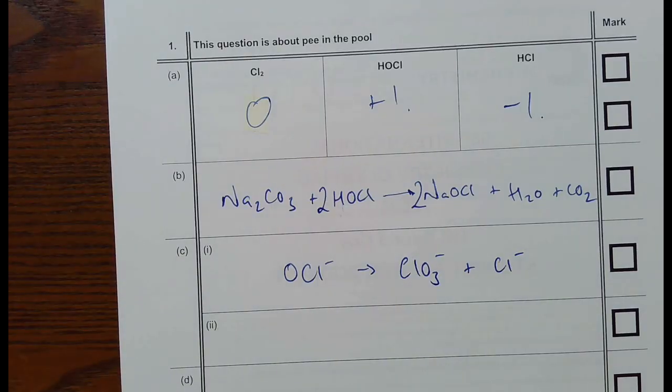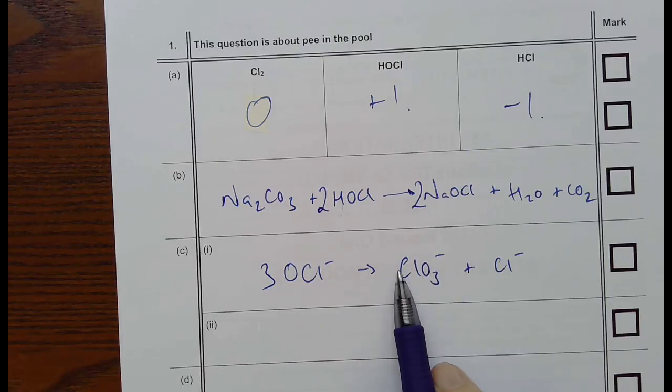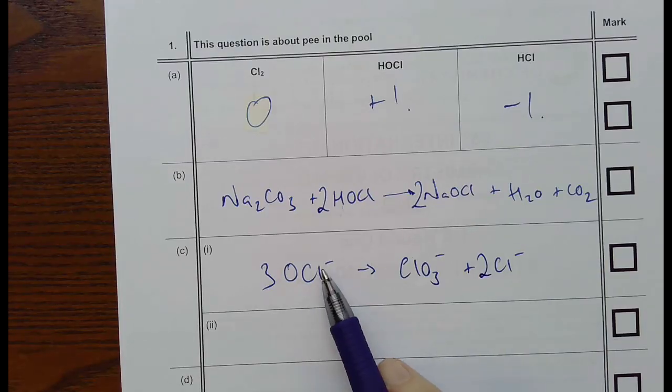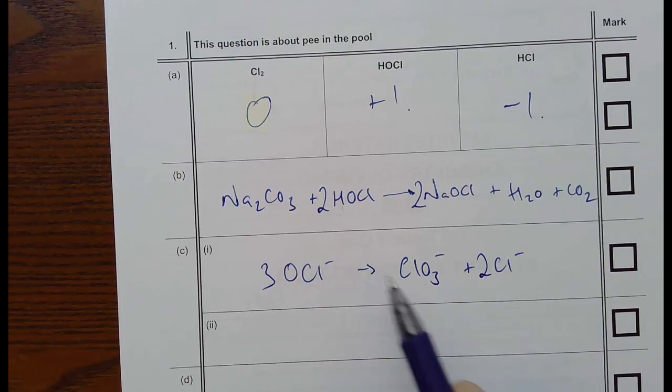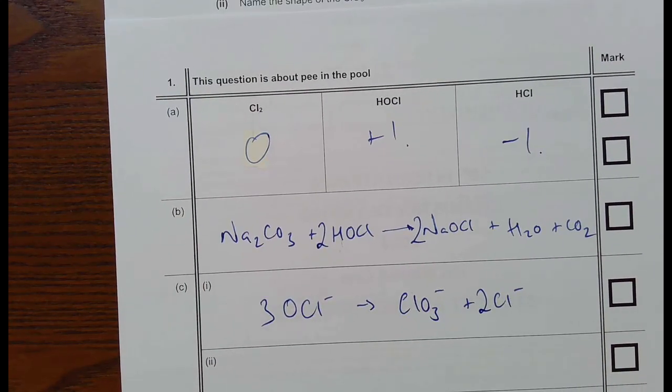And then it's just a case of balancing it. And I mean, there are different ways to balance it. I would just go, well, I've got 3 oxygens here, so I'm going to put a 3 there. And then I've got 3 chlorines. If I change this, that's going to mess with my oxygens, so I just put a 2 there. And then I check the charges. Have I got enough charges? 3 minus here, 1 minus here, 2 minus there. Done, no problem.